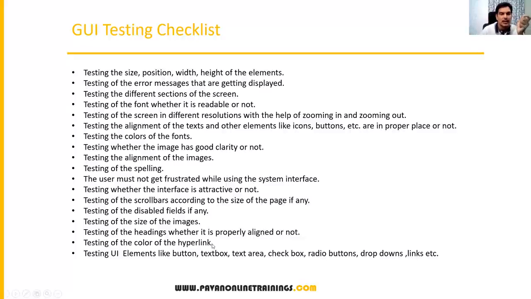Testing of the color of the hyperlink, especially we have to take care of the hyperlinks. What does hyperlink mean? A link, when I click on the hyperlink, it will navigate to some other page. So before clicking on the link, it should appear in one color. After clicking on the link, it turns into a different color. So I think you may observe this kind of behavior.